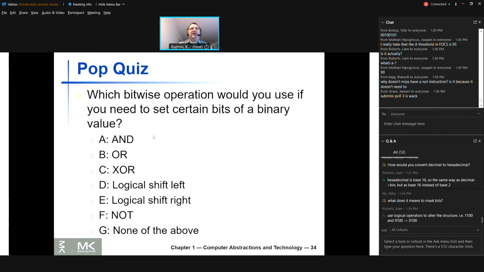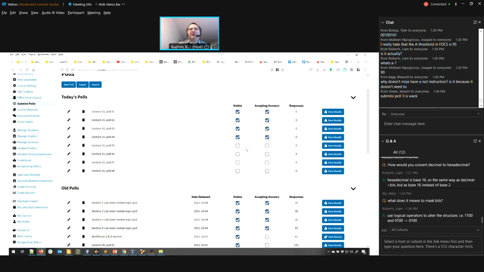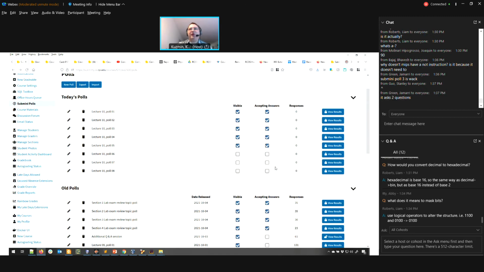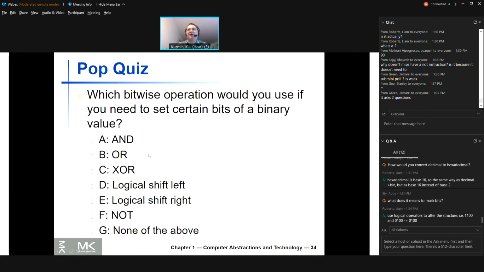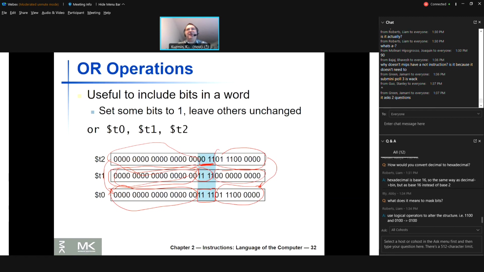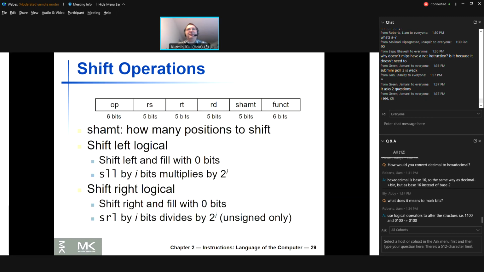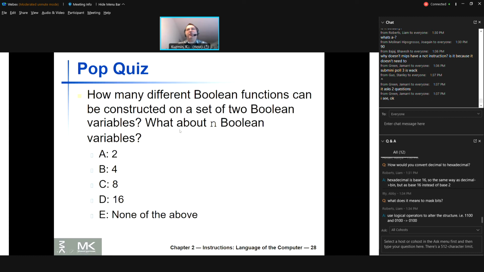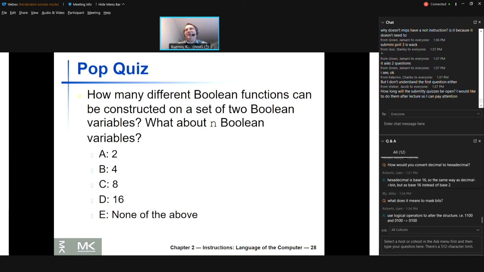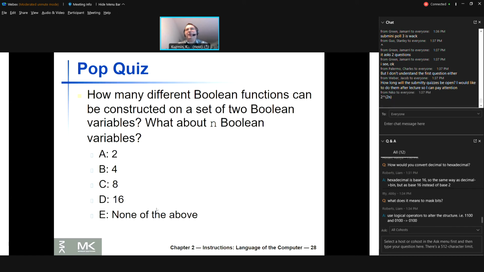All right, and here is another pop quiz for you. Poll number 3. It asks 2 questions. You only have to answer one. The second one is just basically to entertain you. What about n Boolean variables? You can actually answer it in the chat. If you have thoughts about it, please share. So it's not one of the options.